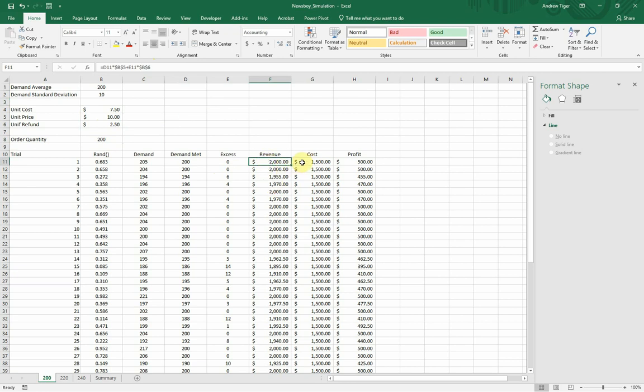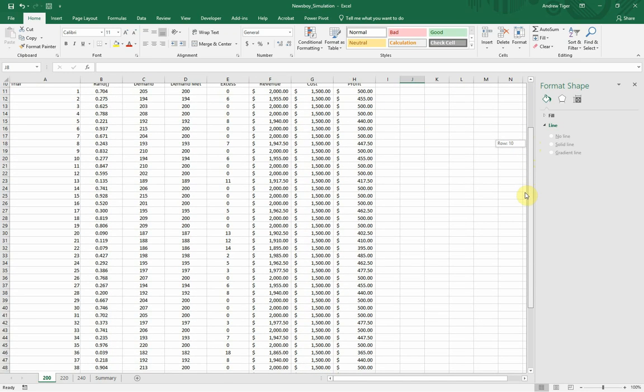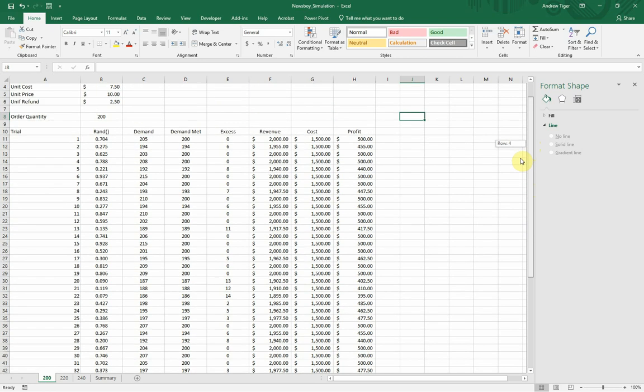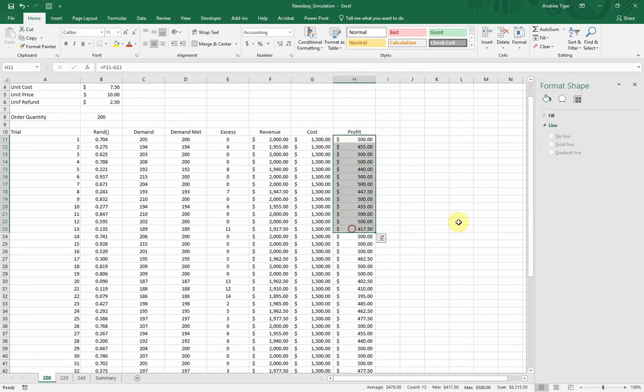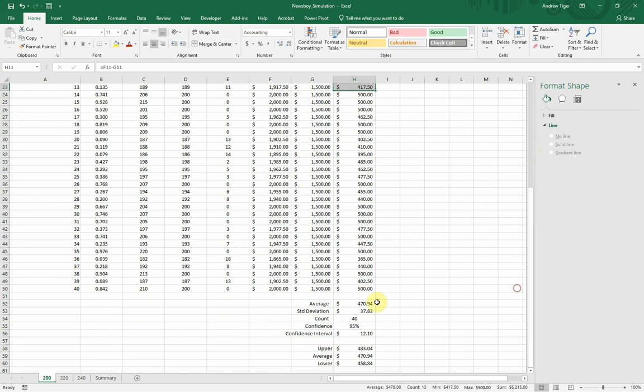So if I have my revenue and cost, I can figure out my profit. My profit's just the revenue minus my cost. So there you go. I've run this model 40 times, and I can look at these profits, and now that I've run it 40 times, I can actually calculate my average profit and my standard deviation, and I can also generate a confidence interval.